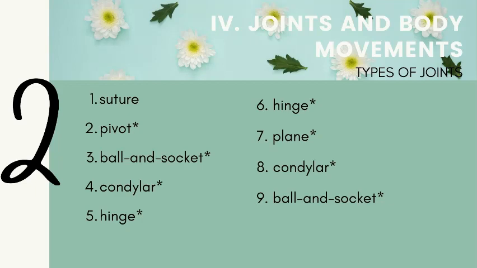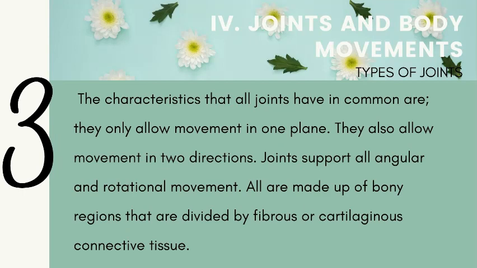For the next item, what characteristics do all joints have in common? Characteristics that all joints have in common: all joints allow movement in one plane. They also allow movement in two directions. Joints support all angular and rotational movement. All are made up of bony regions that are divided by fibrous or cartilaginous connective tissues.